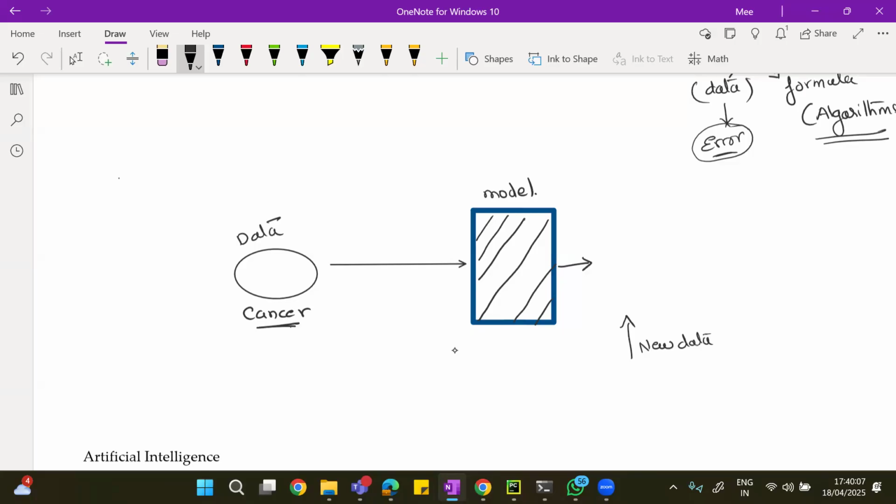And you will give it to this model. Now, the model will tell us whether that person is having cancer or not based on this new data, whatever data you are asking. You are asking a question to this model, and it will tell us whether the patient is having cancer or not. Okay, hope you are getting the point. Now, we are in a very early stage, but this is the core mechanism of this.